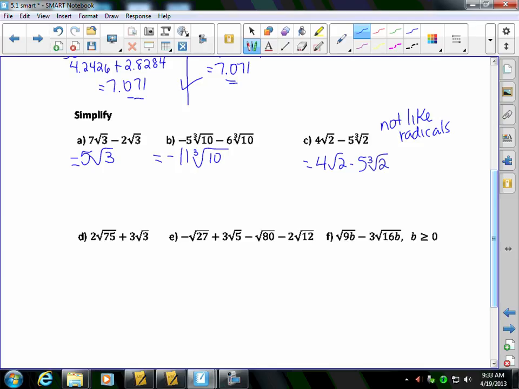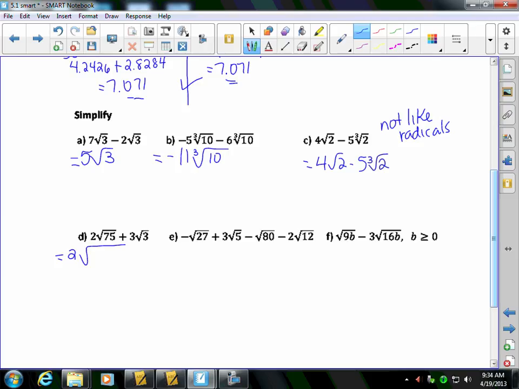Okay, D part. 2 square root 75 plus 3 square root 3. Well, you can tell right away that square root of 75 and square root 3 are not like radicals. But what you need to do is see if you can change them. If you make that square root 75 into a mixed radical, will they be the same then? Possibly.